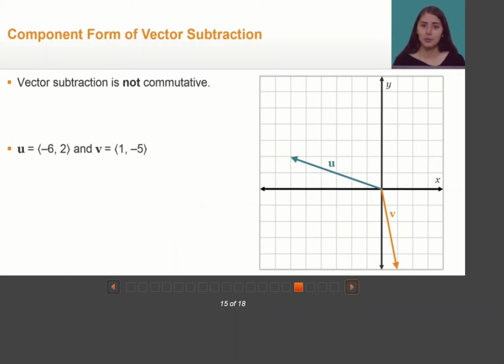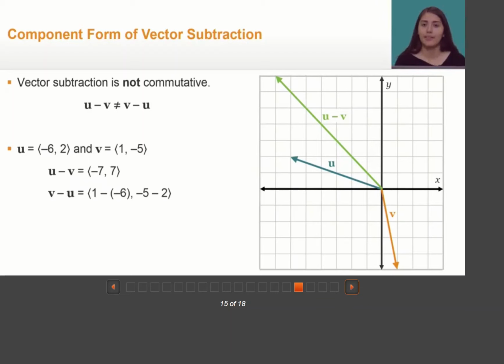Also note that vector subtraction is not commutative. u minus v does not equal v minus u. We just saw that u minus v is equal to -7, 7. But v minus u has a horizontal component of 1 minus -6 and a vertical component of -5 minus 2. Therefore, v minus u would equal 7, -7.